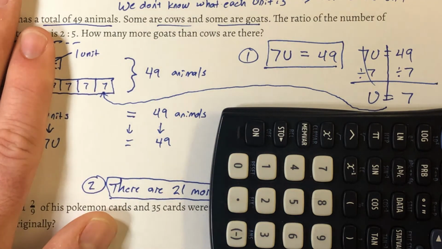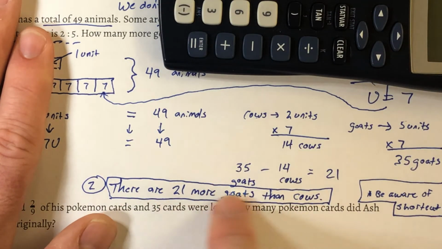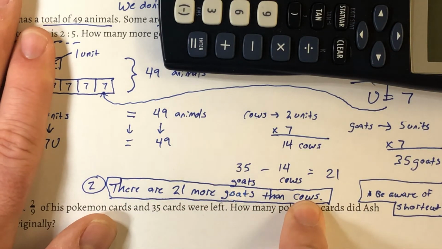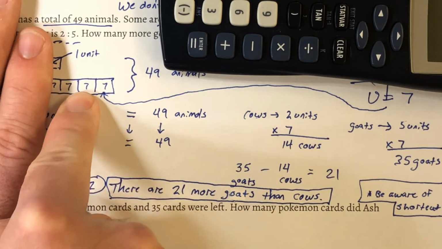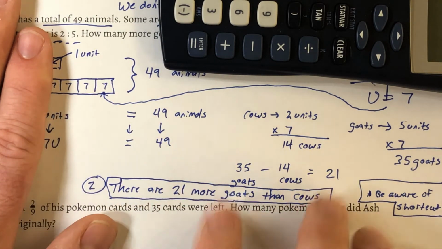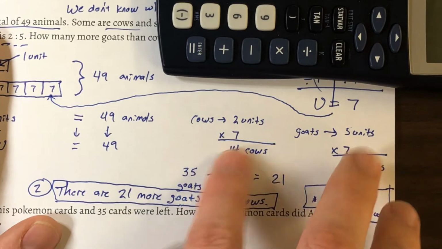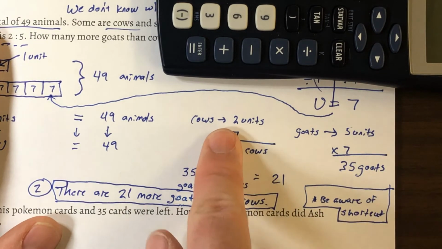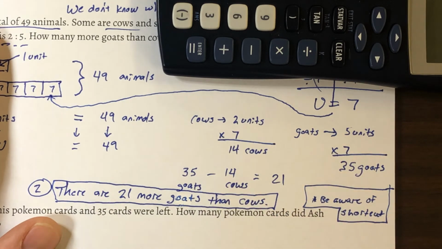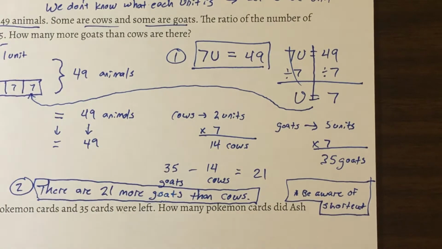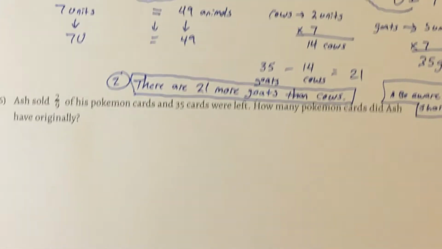I get 21. So there are 21 more goats than cows. That is your shortcut. So if you took the time to draw this bar model, it's going to help you out in the end. Otherwise, there's still this foolproof method of finding out how many cows, finding out how many goats, and subtracting it.